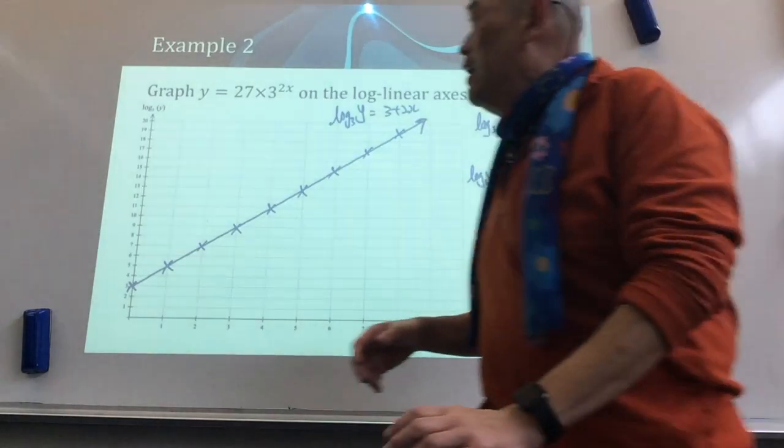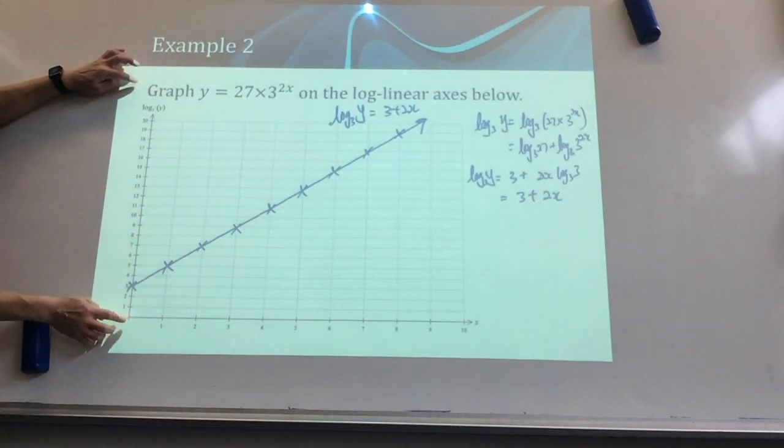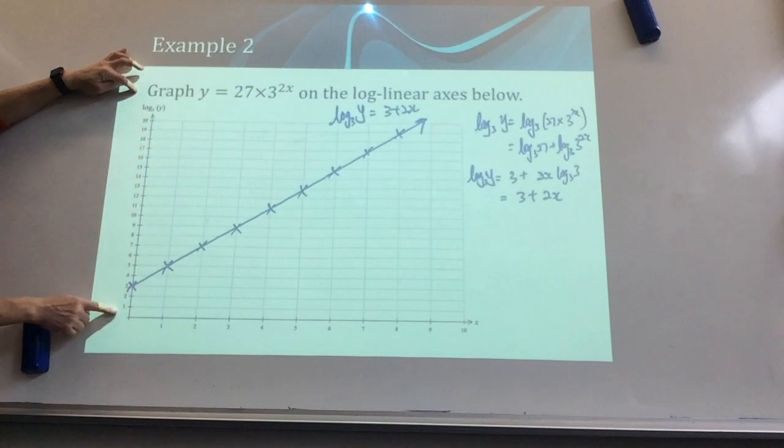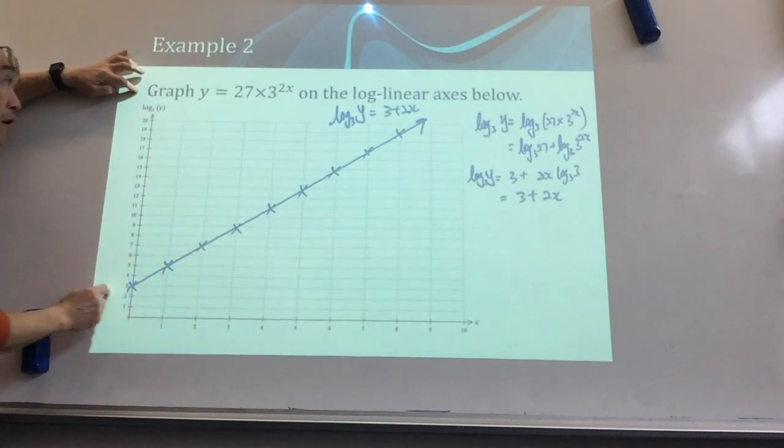So remember, this is no longer linear. This is just a log. The scale here is a log scale, 2x, and that is a linear scale, 3. Log linear.